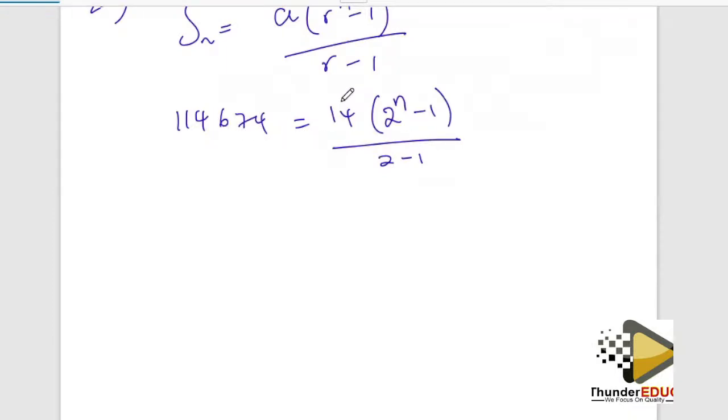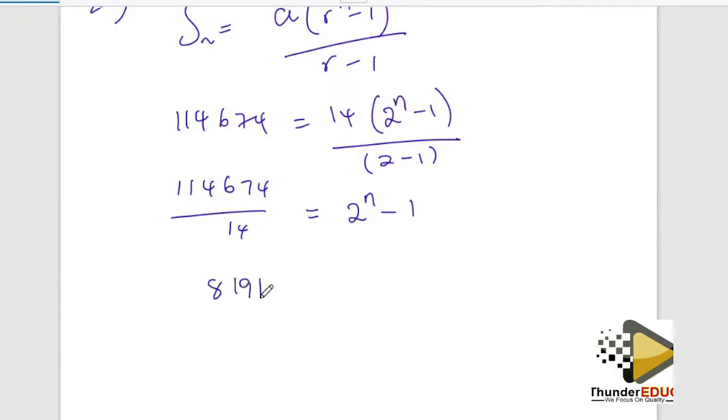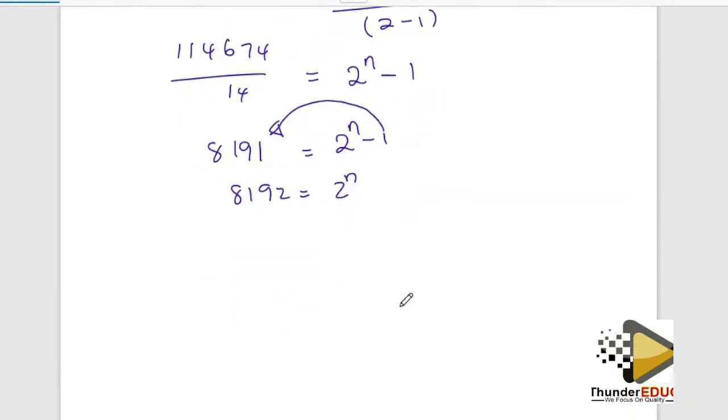Then 2 minus 1 is not a big deal. My problem is now for me to eliminate this 14, so I'll divide both sides by 14. It's going to leave me with 2 to the n minus 1. Remember, we said 2 minus 1 is 1, so no effect at all. 114,674 divided by 14, I'm getting 8191, which is equal to 2 to the exponent of n minus 1. Then I can move the 1 to that side, which is going to be a plus. So 8192 is equal to 2 to the exponent of n.